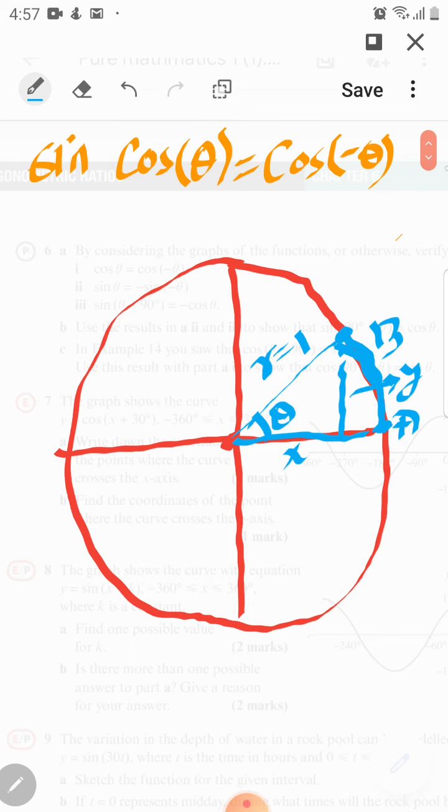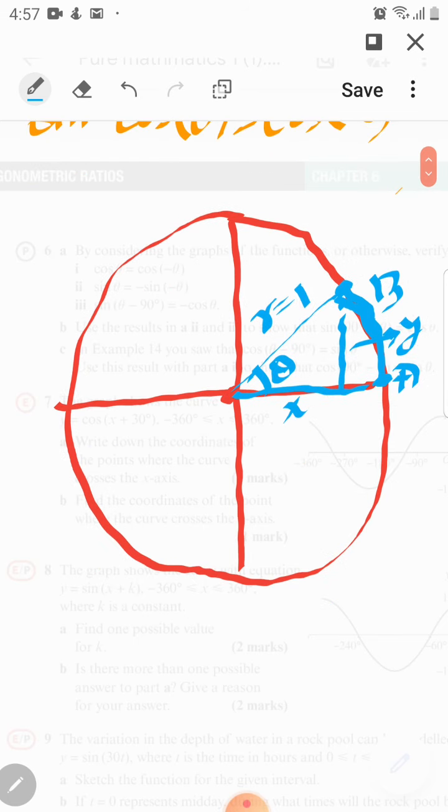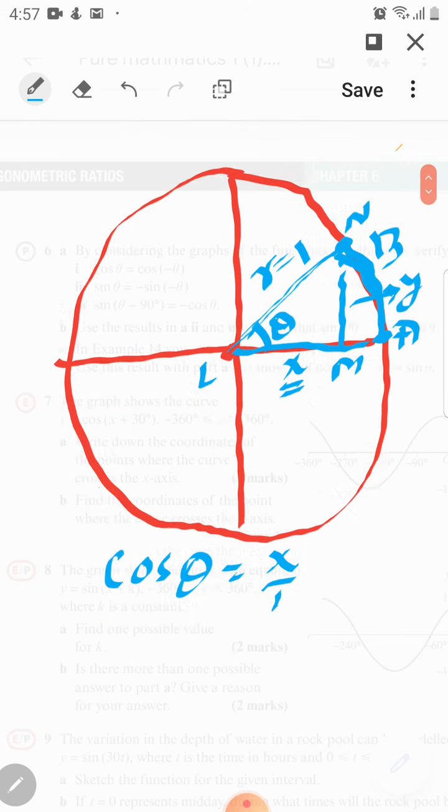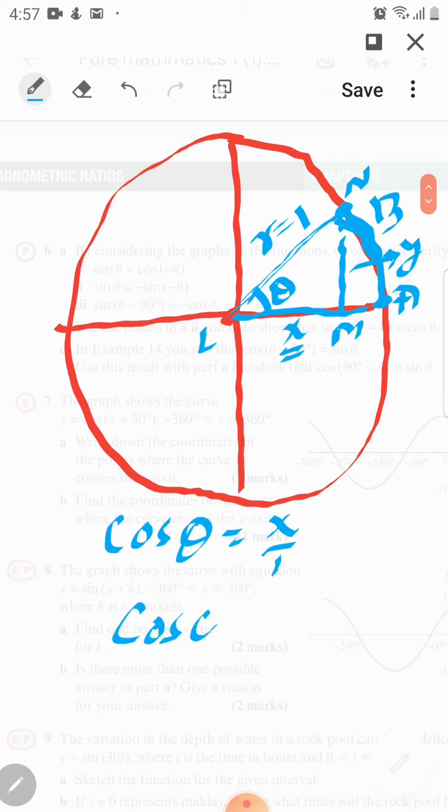So if you take the cos of this triangle, let's give the name of the triangle. Let's suppose this is LMN. So cos theta is adjacent, which is x, over hypotenuse, which is r, the radius, and it is equal to 1. So cos theta equals x over 1, which is x. That is equation 1.